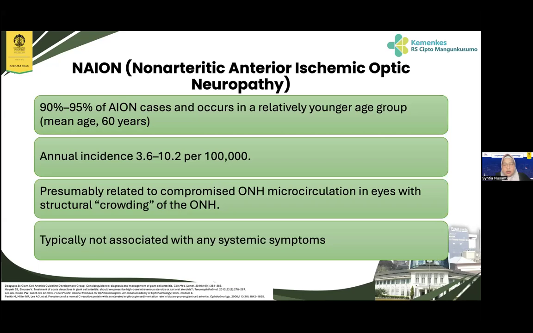Non-arteritic anterior ischemic optic neuropathy accounts for 90 to 95% of cases of anterior ischemic optic neuropathy, and occurs in relatively younger patients compared to the arteritic one. The annual incidence is 3.6 to 10.2 per 100,000 people, and usually we can find clouding of the optic nerve head in the contralateral eye, and typically it is not associated with any systemic symptoms.